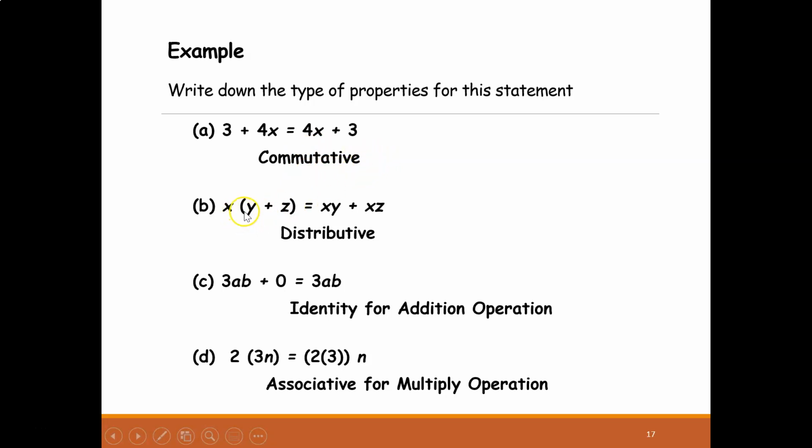And for B, you can see over here, x, and then bracket y plus z, and then you expand it. So this will become distributive properties. And the C, 3ab plus 0. Anything plus 0, you will get this thing back, right? So this is identity for addition. And this one, 2 times 3n also equal to 2 times 3 and n at the outside. So bila kita main dengan bracket, this one is associative. I hope that you are clear about these 6 properties.